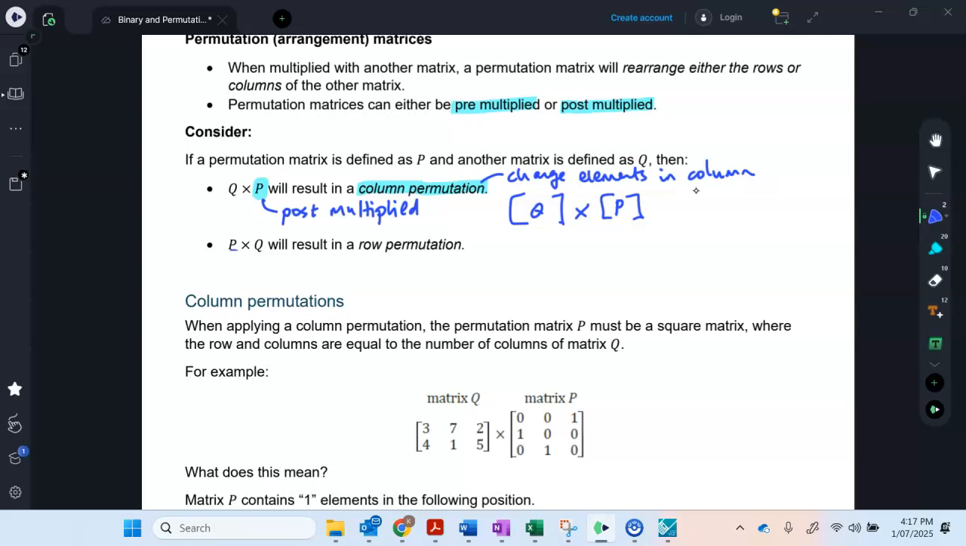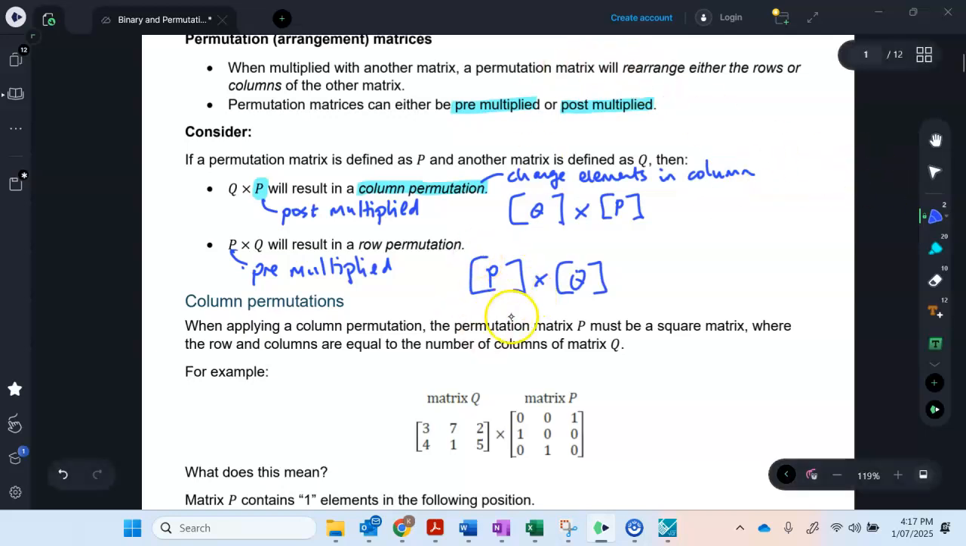And then the second one is basically the opposite. So if we had the permutation matrix first and it's multiplying another matrix, that means it is pre-multiplied, or to the left or first, whatever language you want to use, just making sure that you know that it comes first. And that results in a row permutation. So we're focusing on changing the elements in the rows as opposed to the columns. This will make more sense as we work through these questions, but the whole reason I'm doing this video is because it can be very confusing.